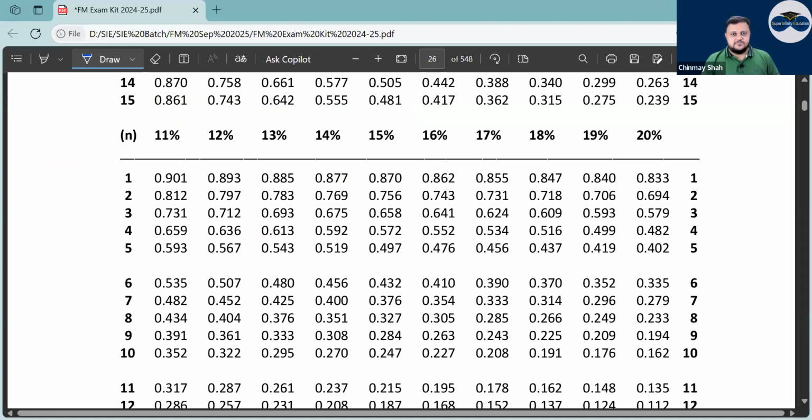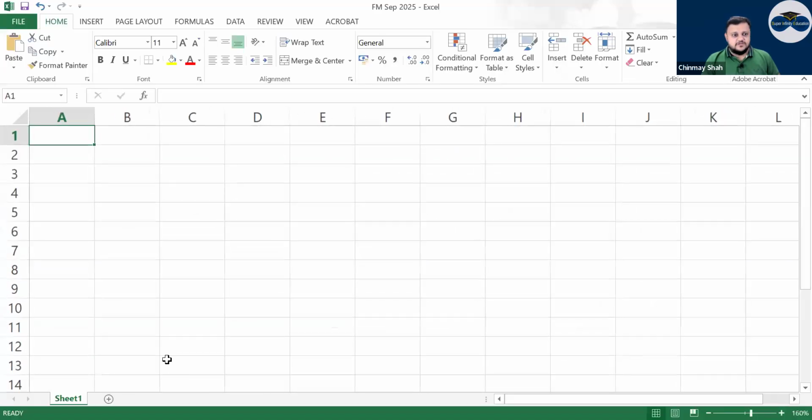Aaja. Is the Excel sheet visible to you? Tell me.